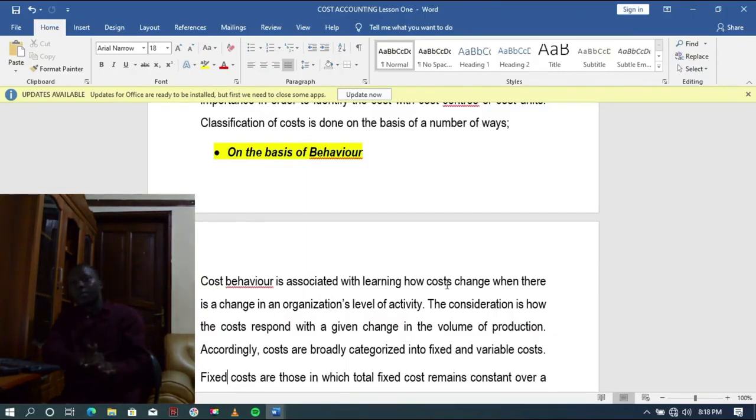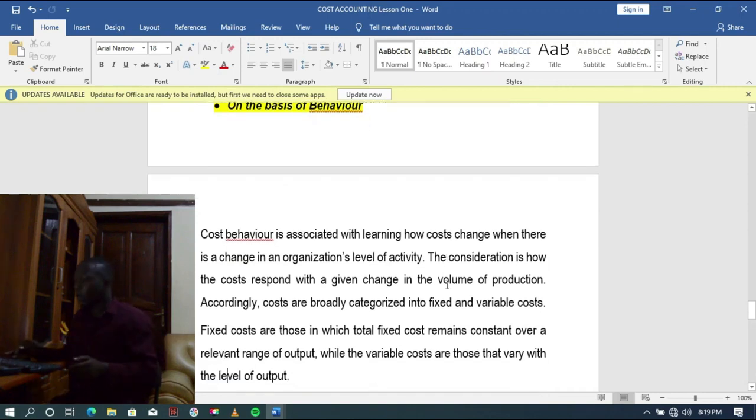Then we have variable cost. Now these do change with the level of what? Output. The more we produce, the more variable costs we incur, because it is basically a cost per unit of output. The more quantity, the more costs. The less quantity, the lower costs, and so on.